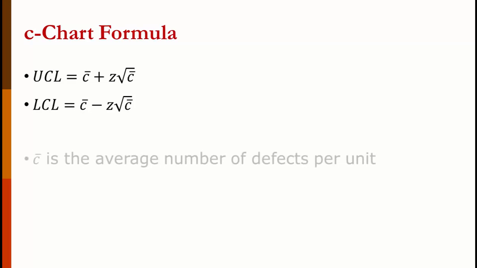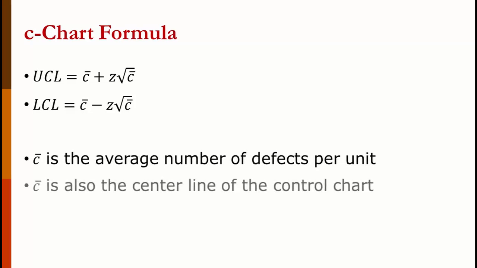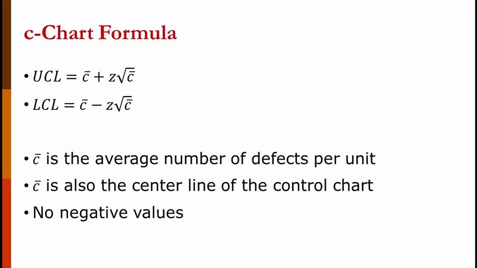For a C-chart, the upper control limit is the average number of defects plus Z, which is normally 2 or 3, times the square root of the average number of defects. The lower control limit is C bar minus Z times the square root of C bar. As I said, C bar is the average number of defects per unit, and the center line will also be C bar. C-charts are even more likely to have negative lower control limits than P-charts, and again, if the lower control limit is negative, you make it 0.